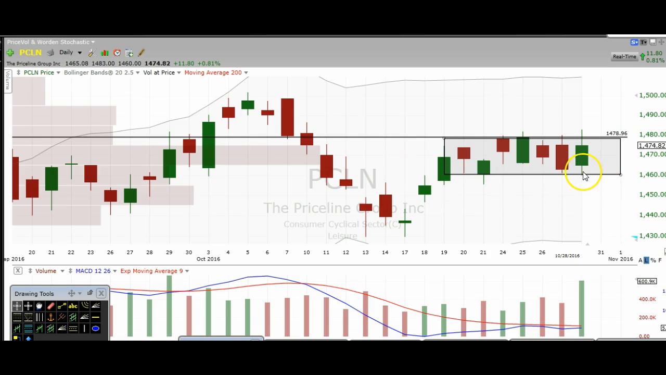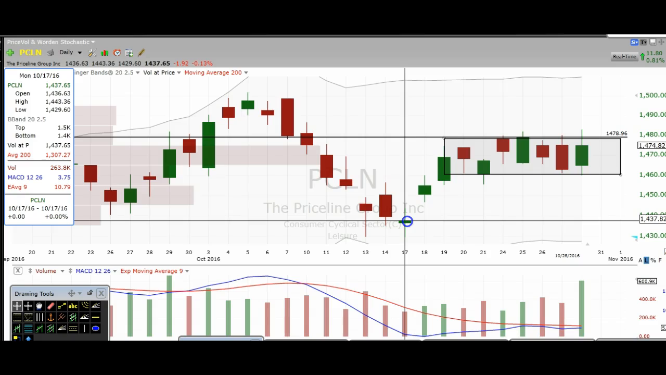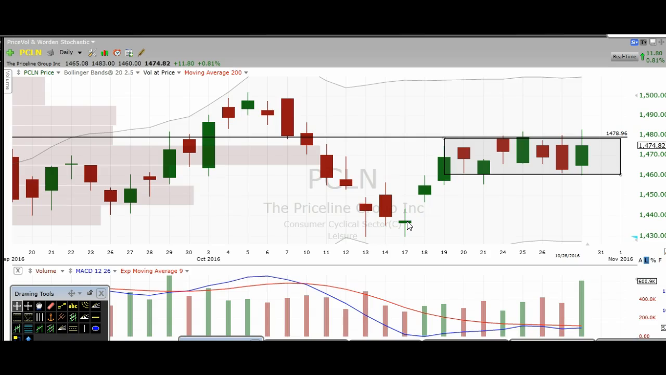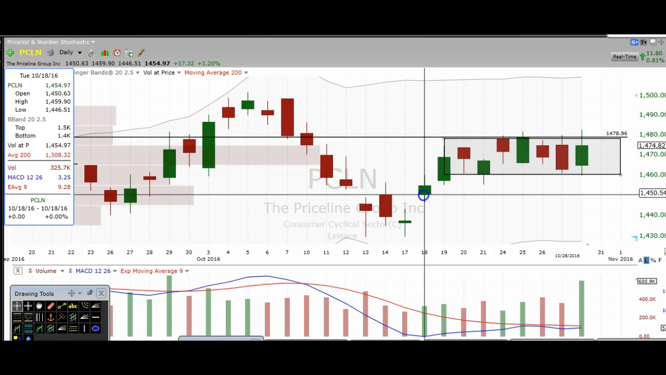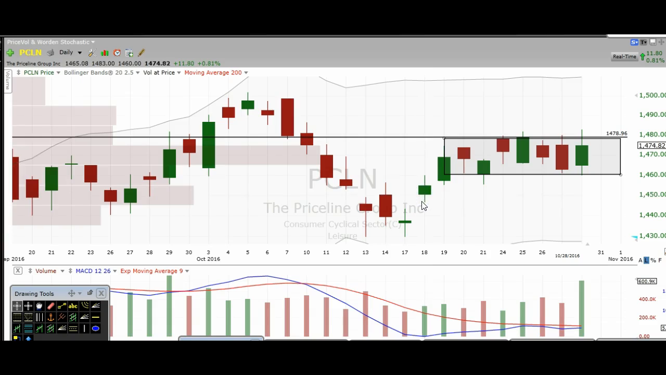And then you can see if it breaks 1460, we're going to head down to 1440, and that would fill this gap right here. You can see we closed this day right here at 1437, and the next day gapped up all the way up here to about 1450. So we've got about a $12, $13 gap right here that needs to fill on Priceline. So you can just play either side of the break of that box, and you should do pretty nicely there on Priceline.